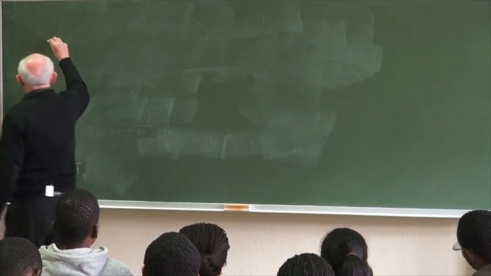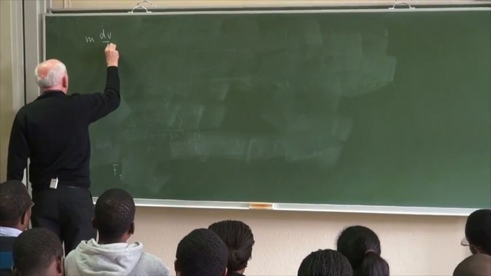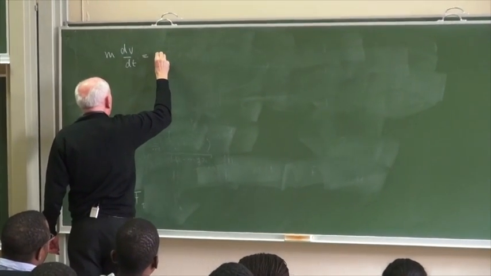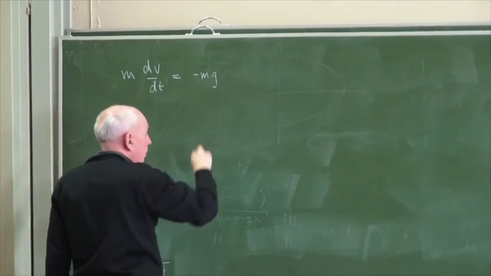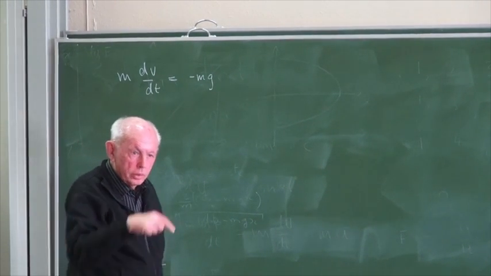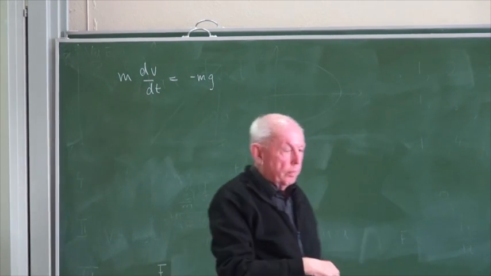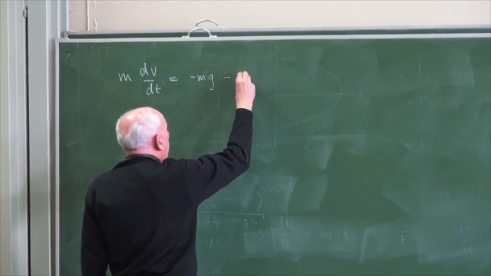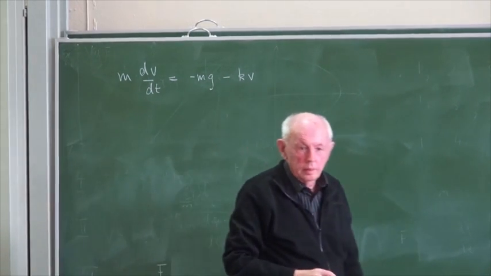So we now have m dv/dt is equal to the force, which is minus mg, we're still looking at falling bodies, it's also minus mg that's going up, and then we have a force which depends on the velocity.